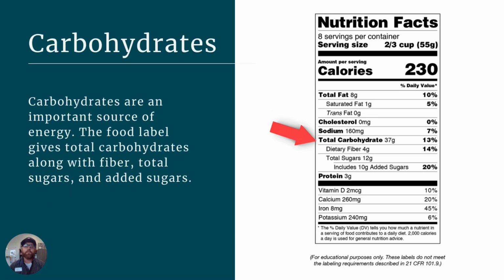Carbohydrates, we've all heard the phrase carbohydrates are the enemy, but carbohydrates are essential. They're an important source of energy. The food label here gives you the total carbohydrates along with fiber, total sugars, and added sugars.